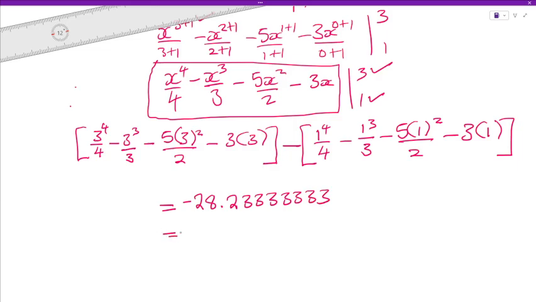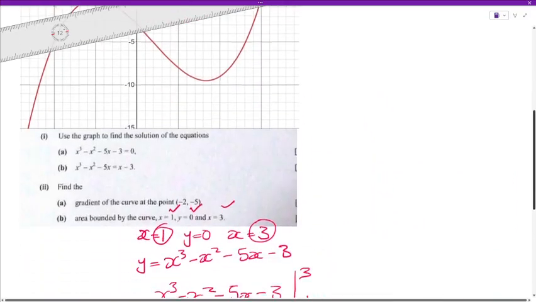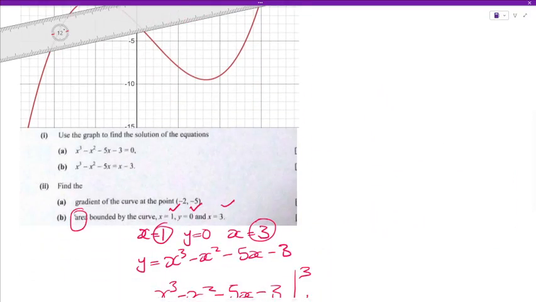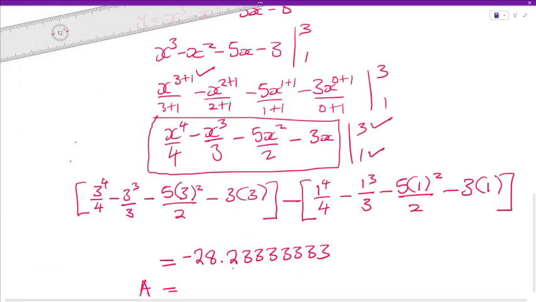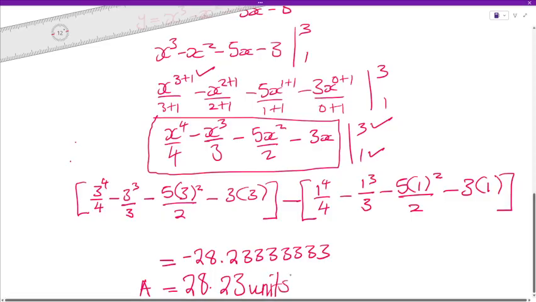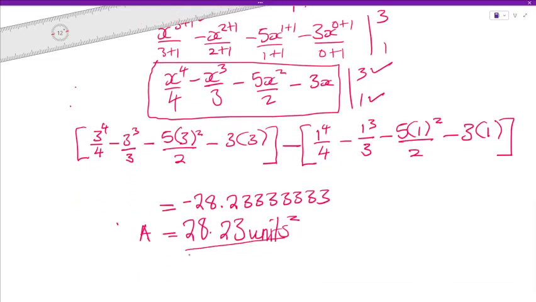So now this is area. Area is always positive. Remember the question says find the area bounded by the curve. So whenever you get a negative answer, convert it to a positive. So it's going to be 28.23 units squared. Remember area is always squared. That would be your final answer. Area is equal to that, and you are done.